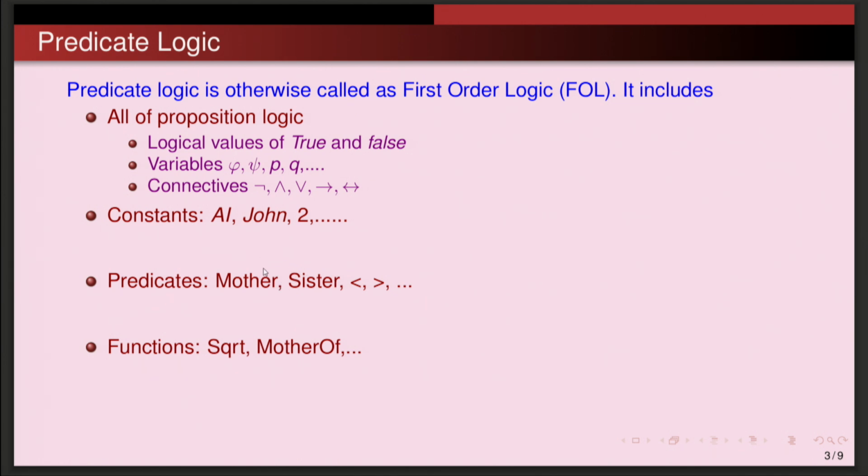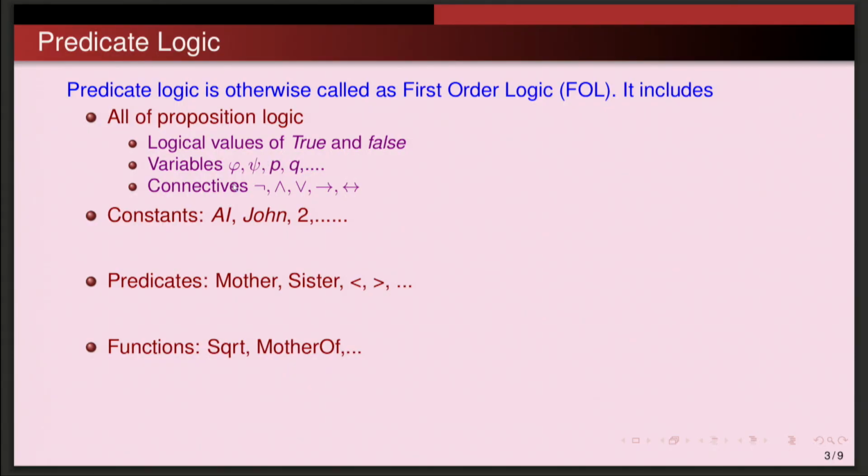Say x is a mother of y, that is called a predicate, whereas a function is something very similar to what we use in a programming language, where a function returns back a value. Like if I say square root, what is the square root of 4? The answer is going to be 2. So, returning back that function's answer is the method that we use in the predicate logic. In the predicate logic we have these 4 items: the first is all of the proposition logic, the second is the constants, the third is the predicates, and the fourth is the functions.